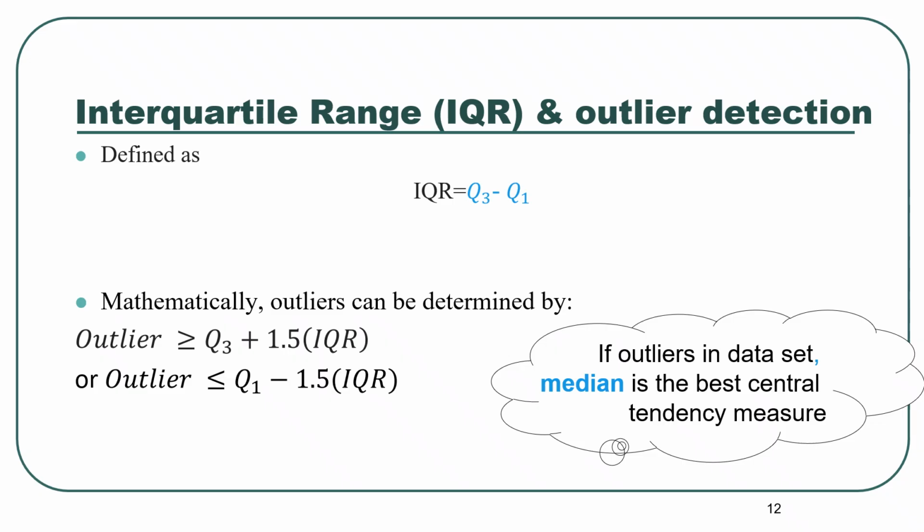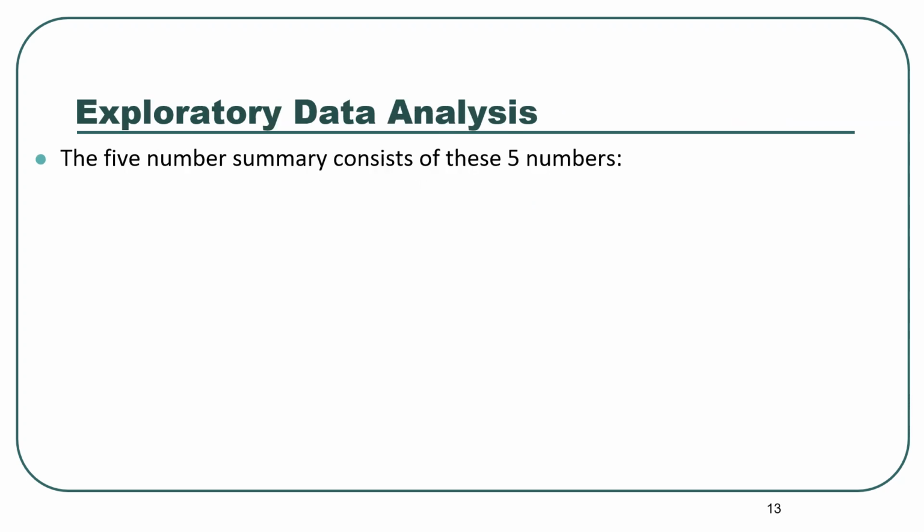And if we found out that we had outliers in our data set, then as we did discuss before, the median would be my best central tendency measure in this case, if you have been asked to calculate one of the central tendency measures. So do not use the mean in these cases if you did figure out that you have outliers in your data set.